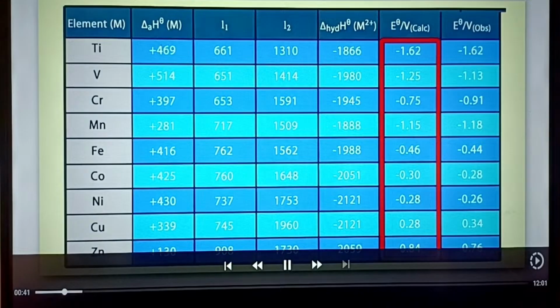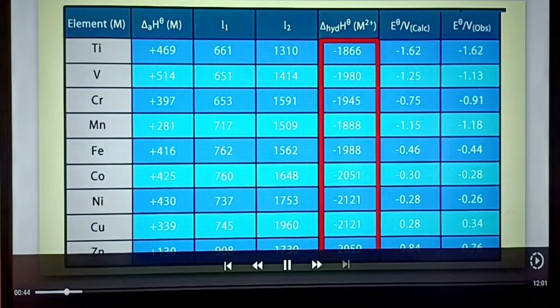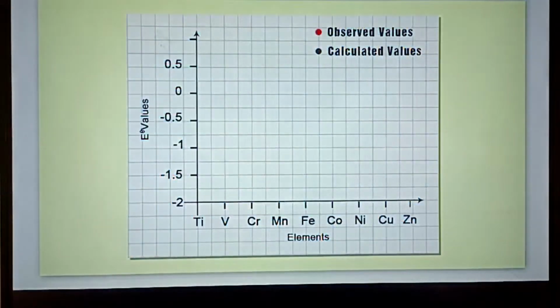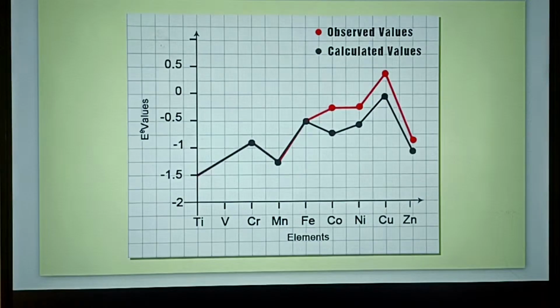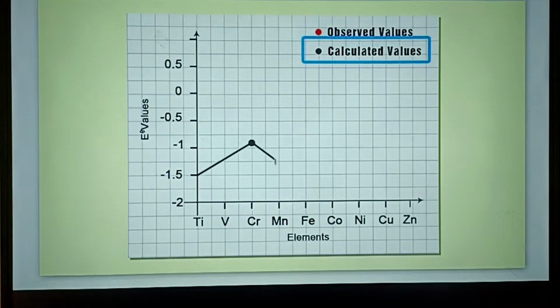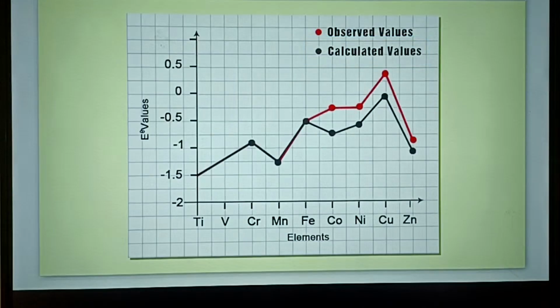The calculated values of the potentials are those based on the standard enthalpies of formation of the +2 ions in aqueous solution. The plots of the experimental and calculated values of the reduction potentials are shown in the figure. The curve in red corresponds to the observed values, while the one in black corresponds to the calculated values. The plots indicate that the experimental and calculated values are in close agreement with each other.